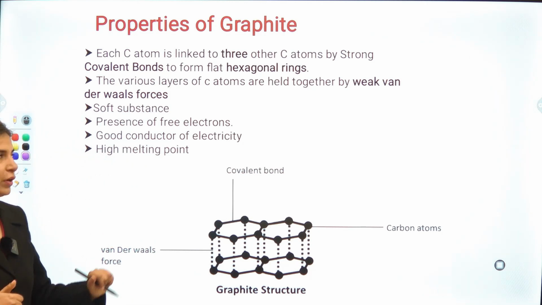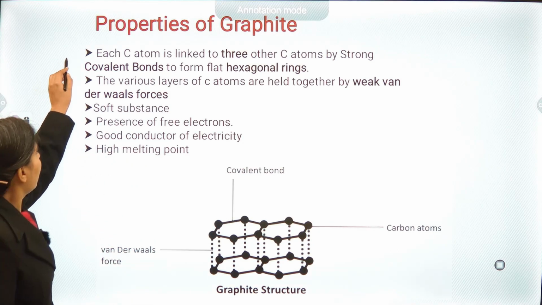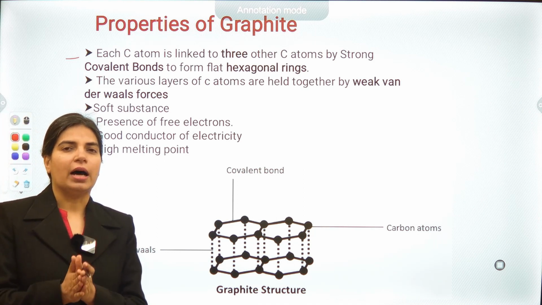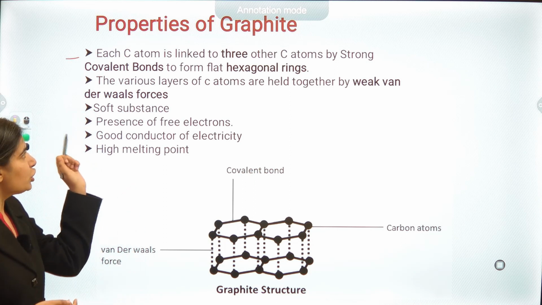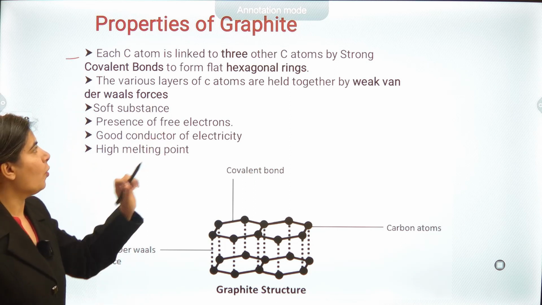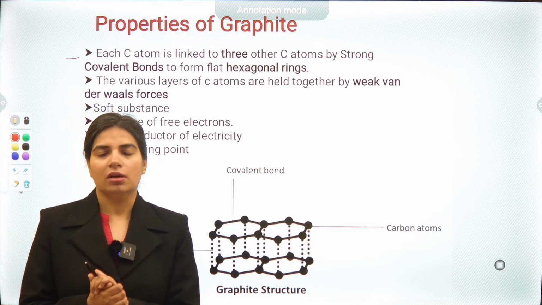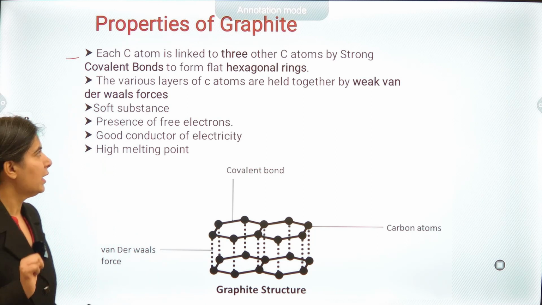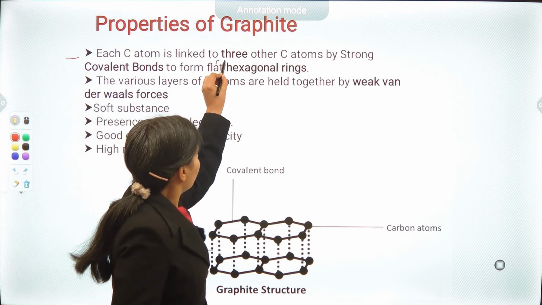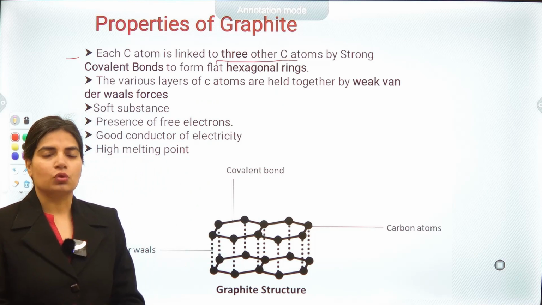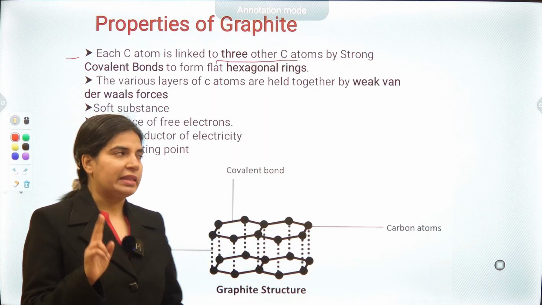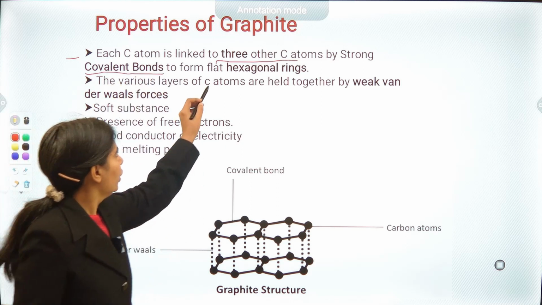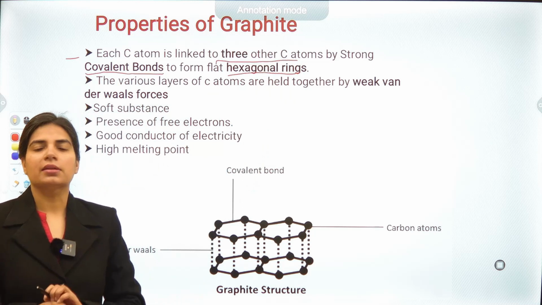Now, in case of graphite, the first property is each carbon atom is linked to 3 other carbon atoms by strong covalent bonds to form flat hexagonal rings. Here we are having 2 main points. The first point is carbon is attached to 3 other carbons. The second point is it is forming strong covalent bonds, due to which a hexagonal ring is formed.